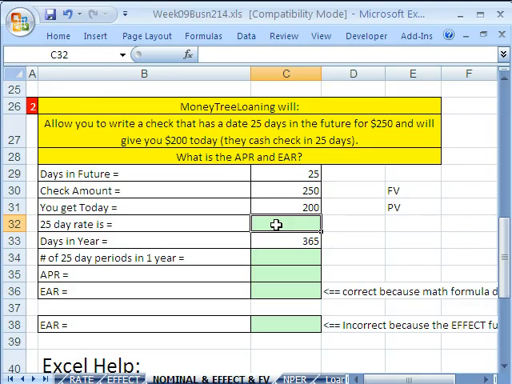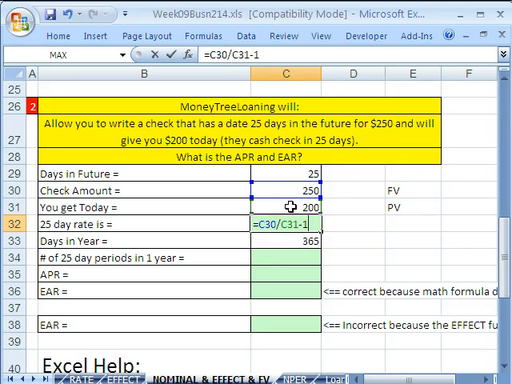The first thing we have to do is calculate the interest rate we're paying for our 25-day period. This is going to be a period rate. Now, earlier in this class, we learned how to calculate the change between any two items, begin and end. So the increase between these two will give us the interest rate. So equals the end amount divided by the begin amount. And then we have to subtract 1.